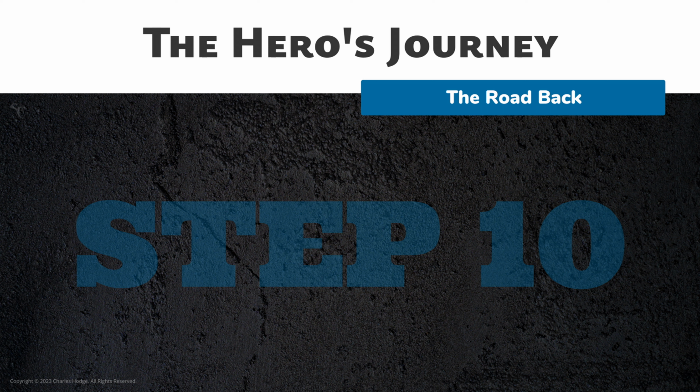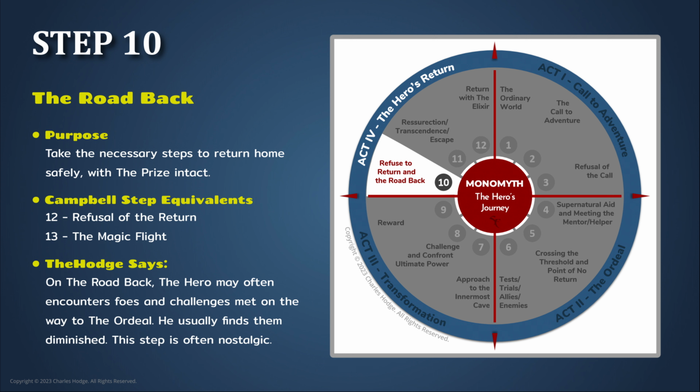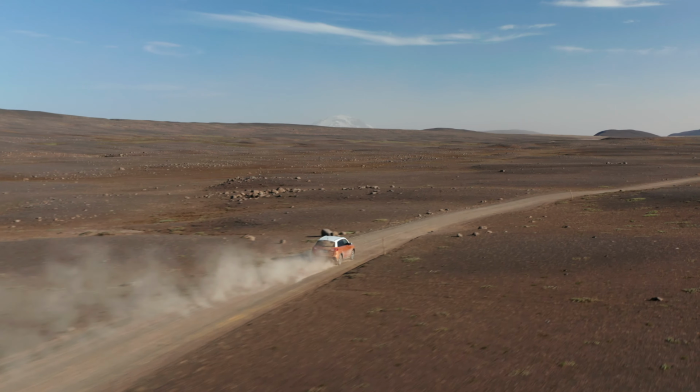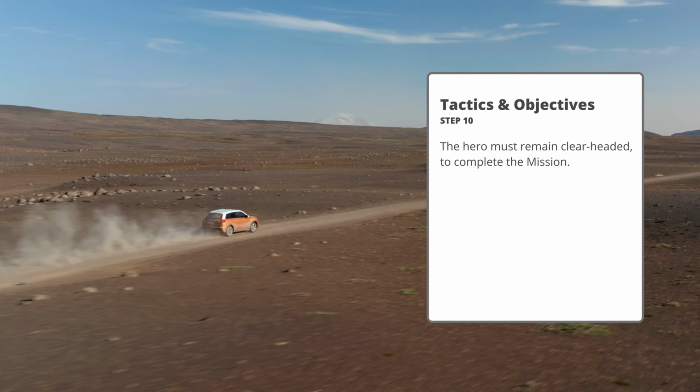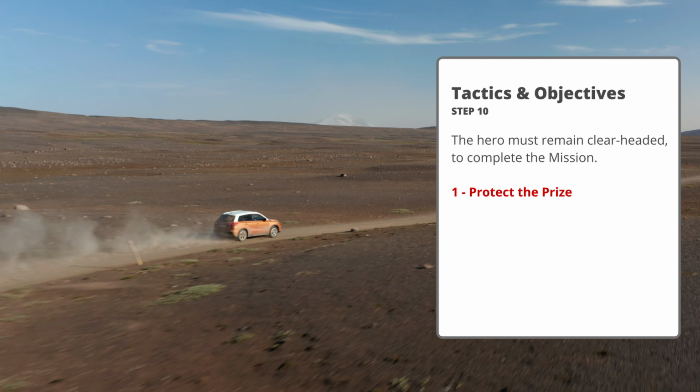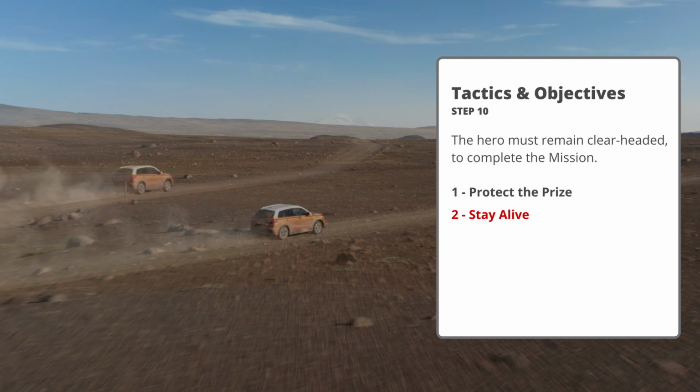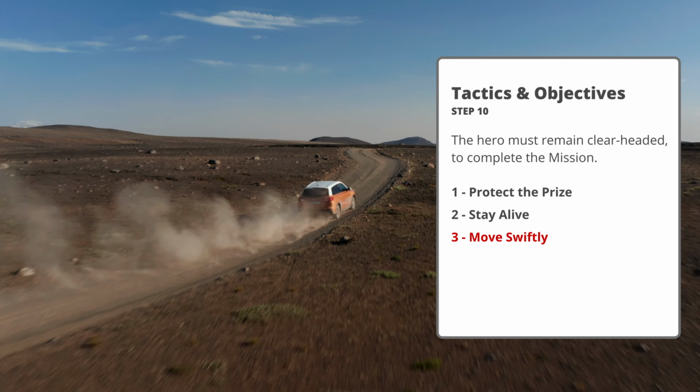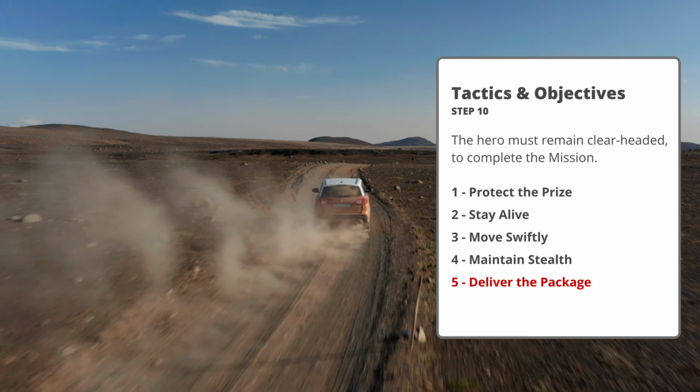Step 10. The road back. The hero is typically not yet safe on the road back. Although victorious during the ordeal, there are usually ramifications for doing so. The big boss may have loyalists who continue to fight. The monster's offspring are now enraged. The survived storm causes earthquakes, or the scientist's killer robot is now out for blood.